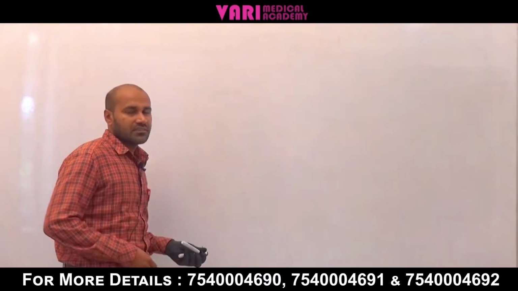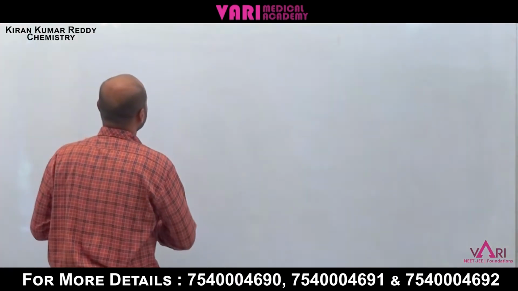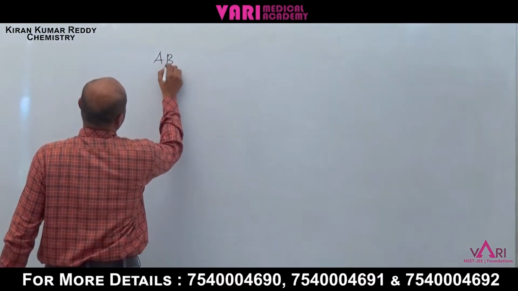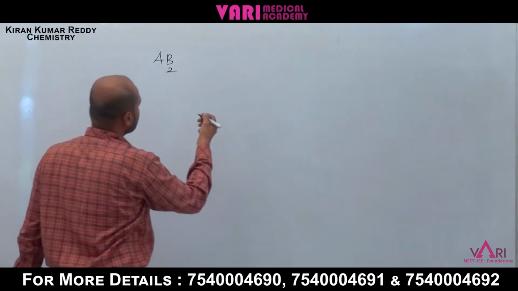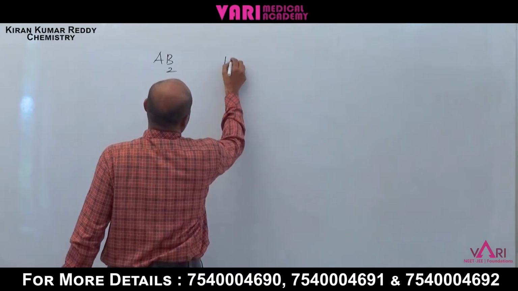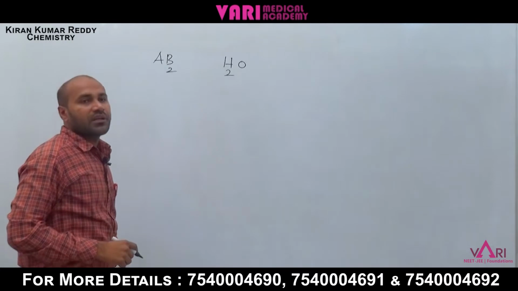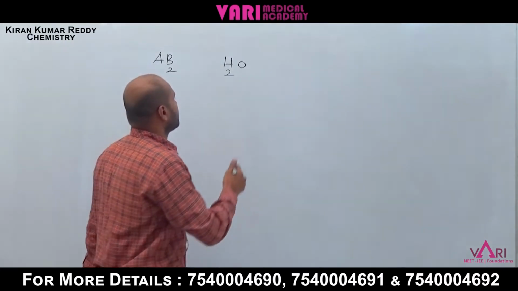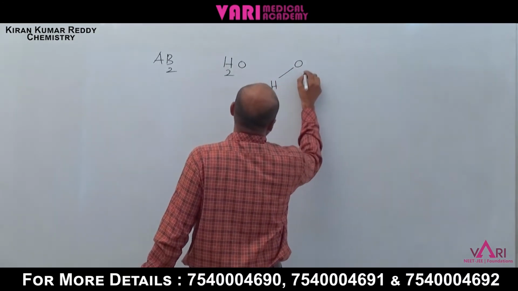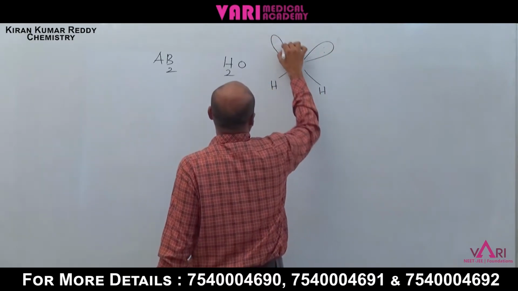And dipole moment is a vector quantity, and in the first video I explained it, and now we can discuss examples. AB2 type. For example, AB2 type, if you take H2O, is the water molecule polar or non-polar? The water molecule is polar. Why? Because if you take the structure of water, hydrogen, here also hydrogen, here is one lone pair and here is one lone pair.